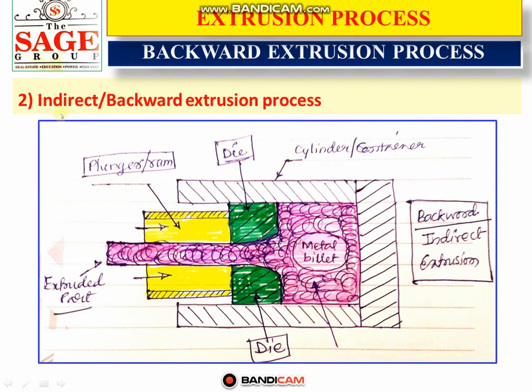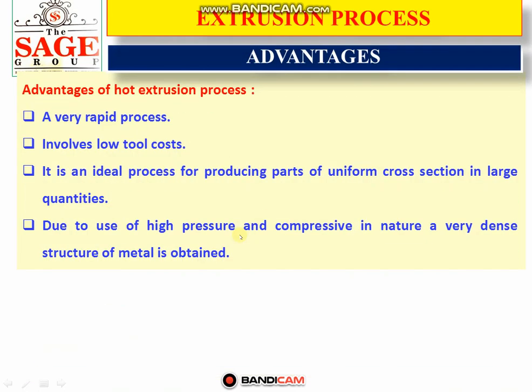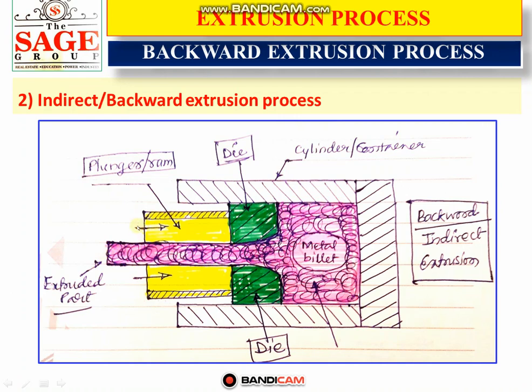Then the next process is the backward or indirect extrusion process. How does the process work? This is under hot extrusion. This is the backward or indirect extrusion process. The difference is that in the direct extrusion process, the material flows in the same direction in which the plunger or hydraulic ram moves. But in the backward extrusion process, the material flows in the opposite direction. The material flows in this direction, but the forces are applied in this direction. The plunger or ram moves in this direction, but the material flows in the opposite direction. This is the point that shows the difference between the backward and the forward extrusion process.